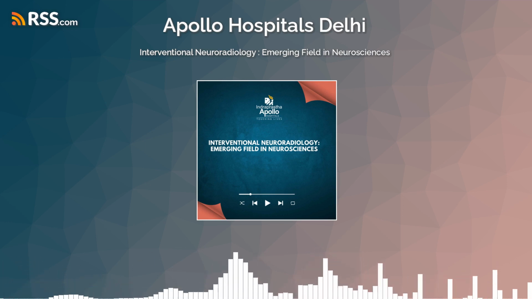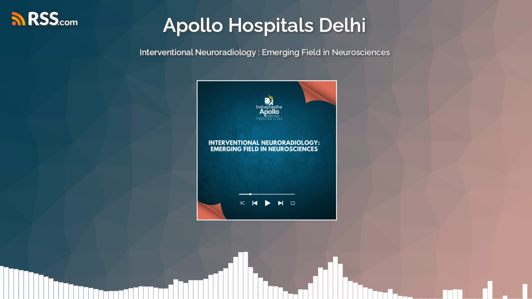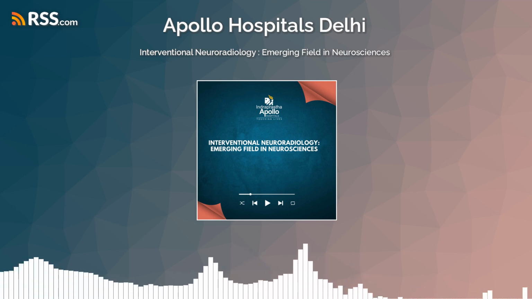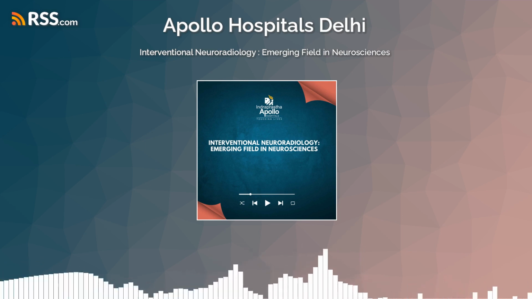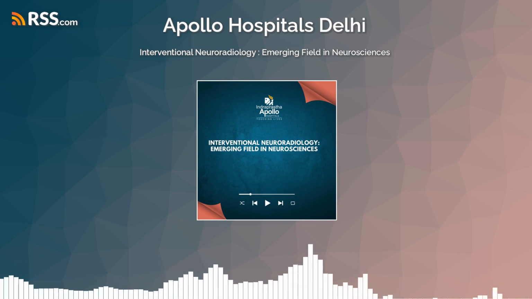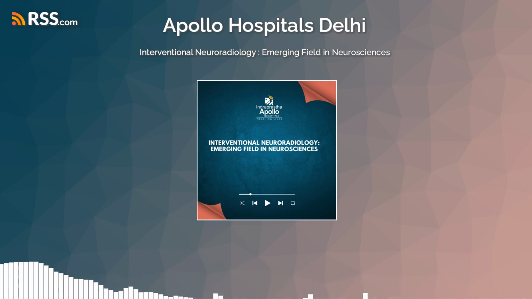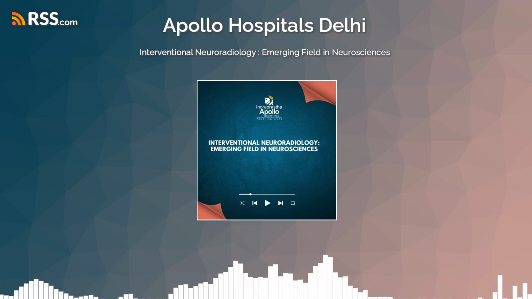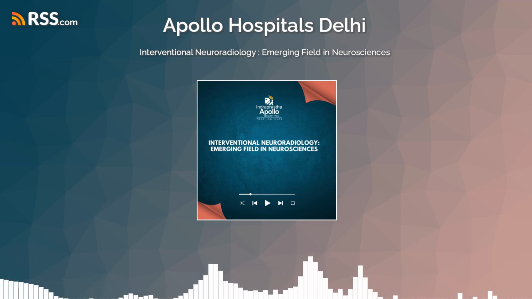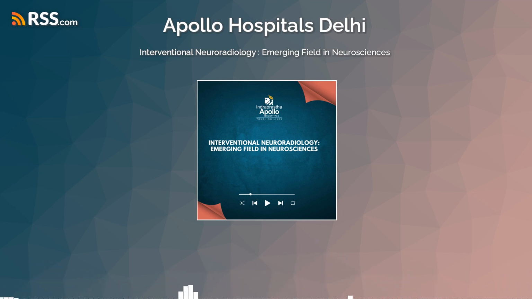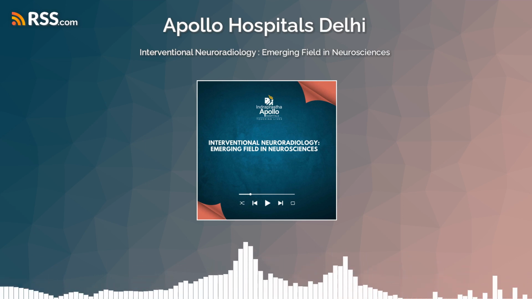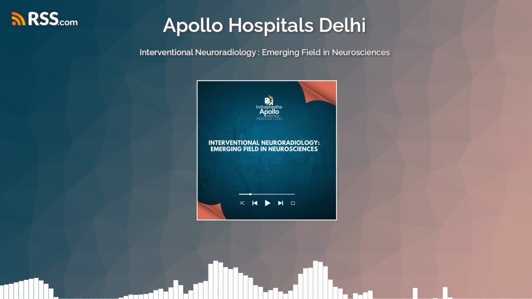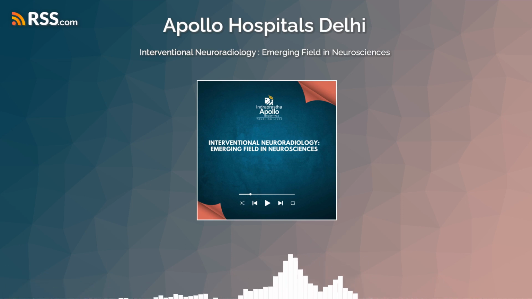If I am to understand correctly, this neurointerventional radiology is a minimally invasive way in which the neurological disorders can be addressed. Is that right? Absolutely. And a stroke is one of the major areas where the work of a neurointerventional radiologist is vital. So is there some time limit during which the stroke patient needs to reach you before you can do these neurointerventions on him?